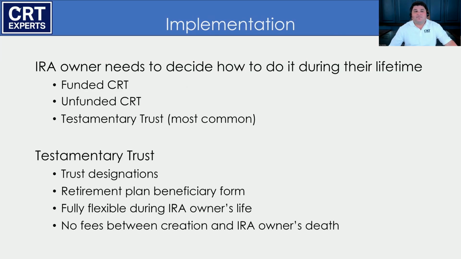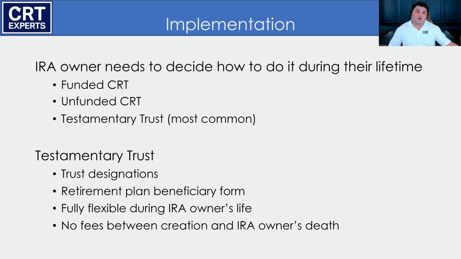So how do we implement the planning? There are three general ways we can do this. We can use a funded trust, an unfunded trust, or most commonly a testamentary trust. We'll go through these, but in each of these cases, the result is the same. The trust is named the beneficiary of the IRA.